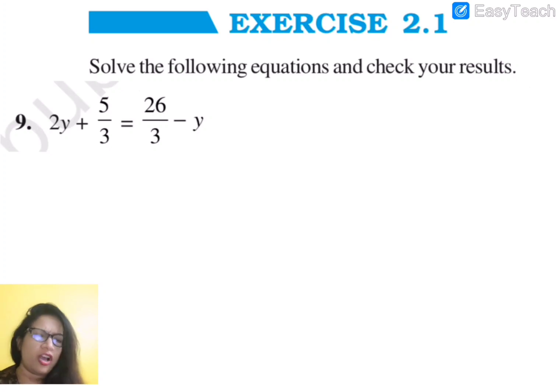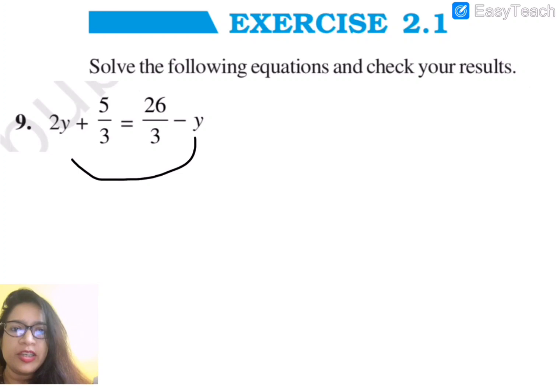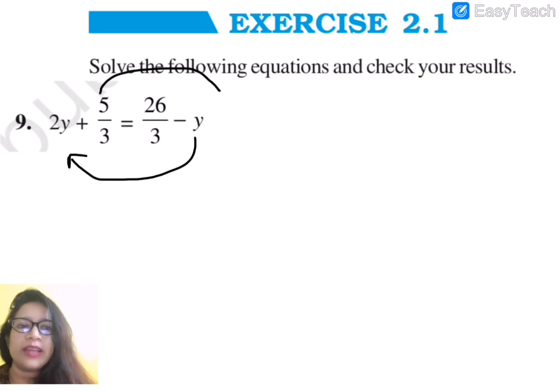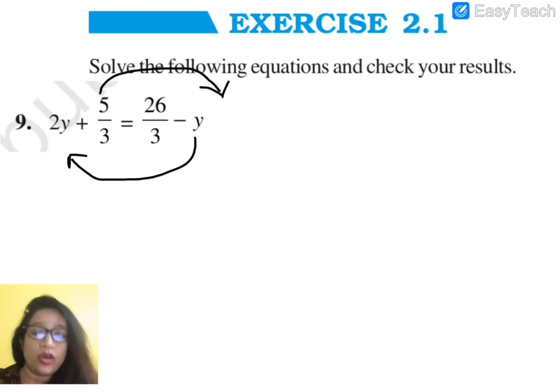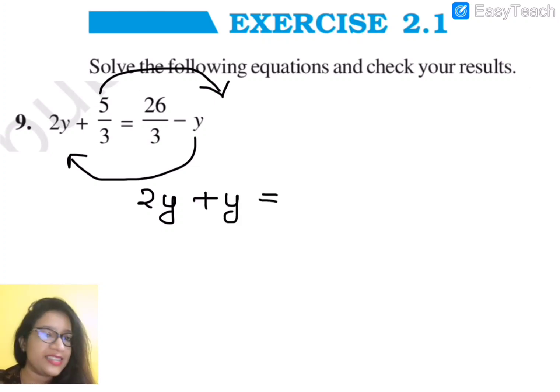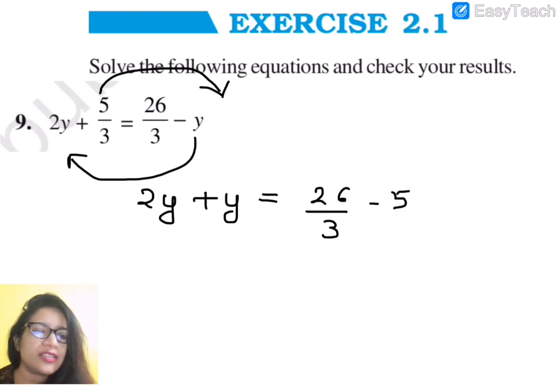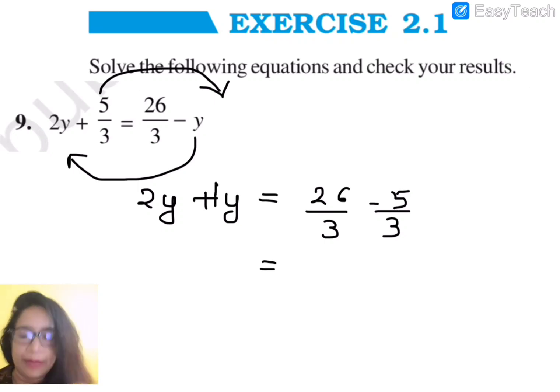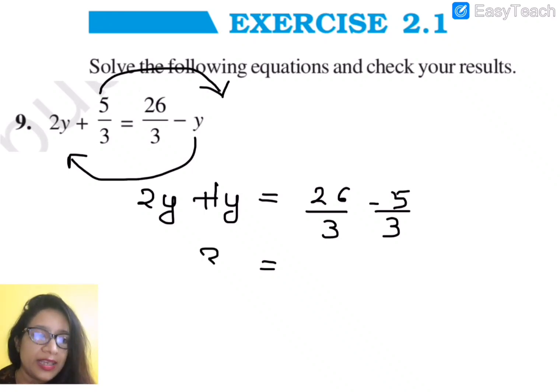Okay. So now I think this is quite easy for you to understand. What do we need to do? We need to bring the y on this side and we need to bring this 5 by 3 on this side. So it will be 2y. Will it be plus y or minus y? Plus y, because the sign reversal is there. And what about this? 26 by 3 minus 5 by 3. So what is 2y plus y? 2y plus 1y we can say. So 2y plus 1y is 3y.